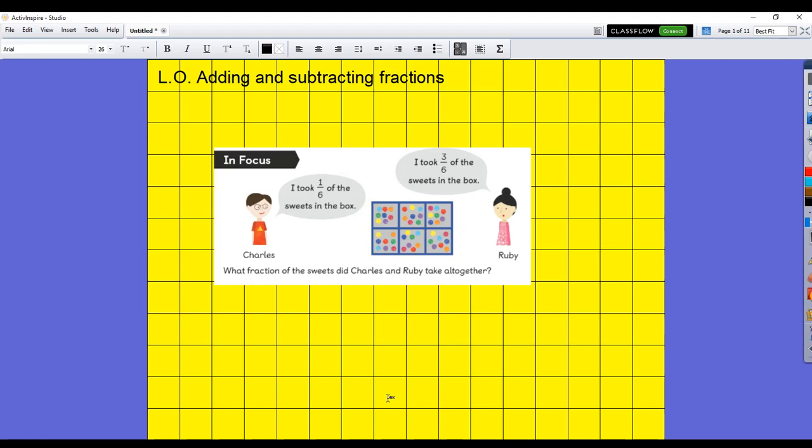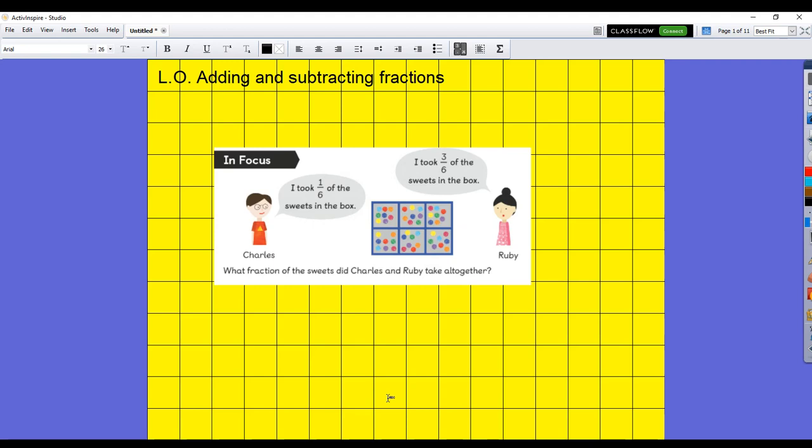Today we are going to be adding and subtracting fractions. You might be thinking, we've already done this. We have, but we haven't added and subtracted fractions and then put it in its simplest form, okay? You now know how to put fractions into their simplest form. So we're going to apply what we've learned with adding and subtracting fractions, okay?